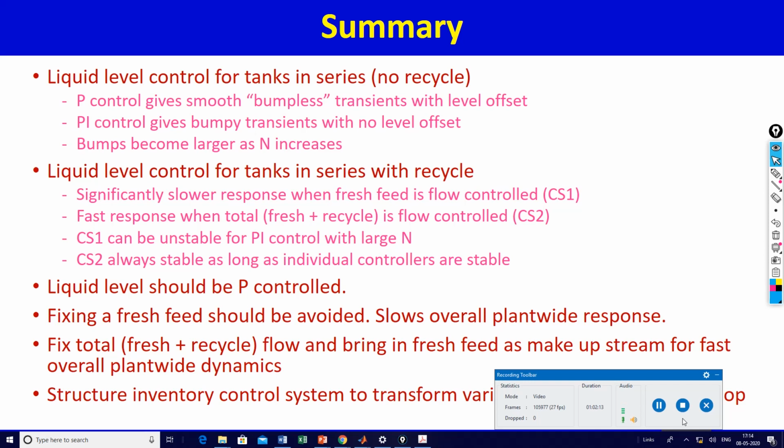So one exercise would be, we showed that when you have a recycle system, if you have a PI controller, you can get instability. Can you derive the condition of that instability for n tanks in series? What is that condition of instability? Try and derive it. I've done it. You do it as an exercise.